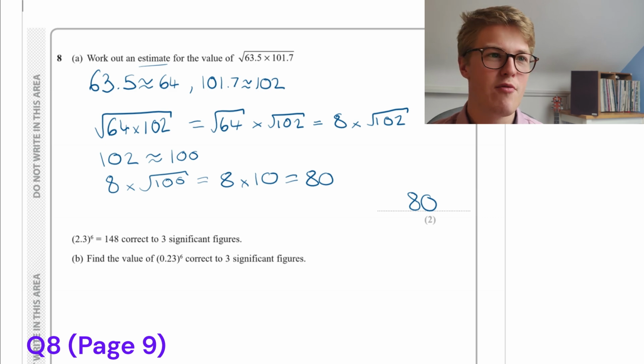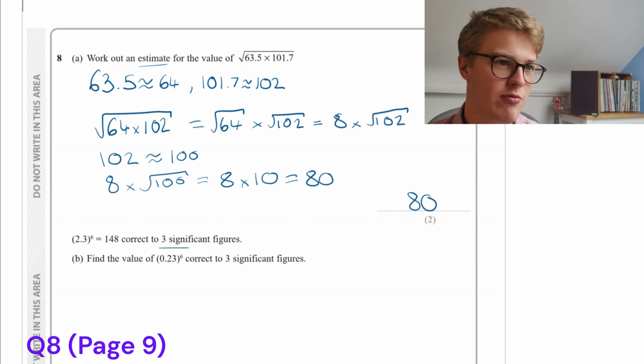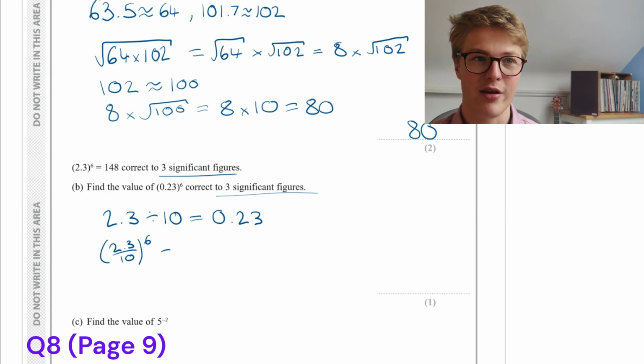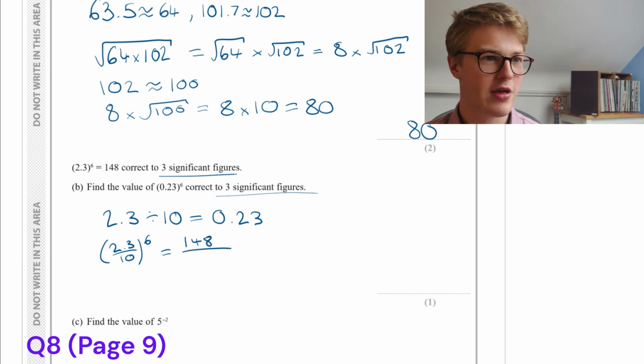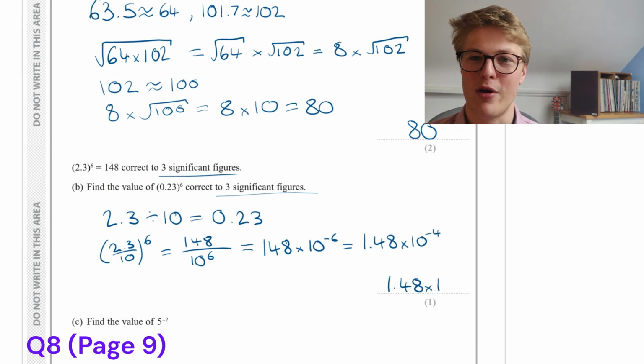Moving on, we have 2.3 to the power of 6 is equal to 148 correct to 3 significant figures. Find the value of 0.23 to the power of 6 correct to 3 significant figures. So 2.3 divided by 10 is the same as 0.23. Therefore, 2.3 over 10 to the power of 6 is the same as 148 over 10 to the power of 6, okay? Because we're told 2.3 to the power of 6 is 148, and then 10 is on our denominator, and that is now to the power of 6. Therefore, we end up with 148 times 10 to the power of minus 6, because we've now flipped it up onto the top, and then we're left with 1.48 times 10 to the minus 4.